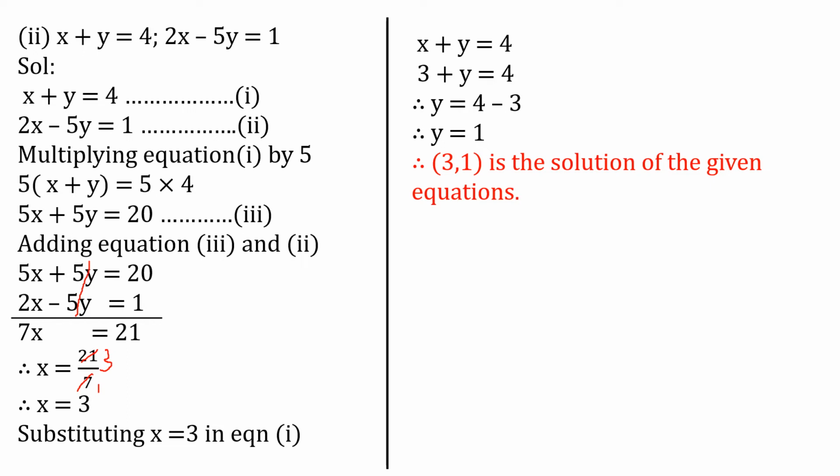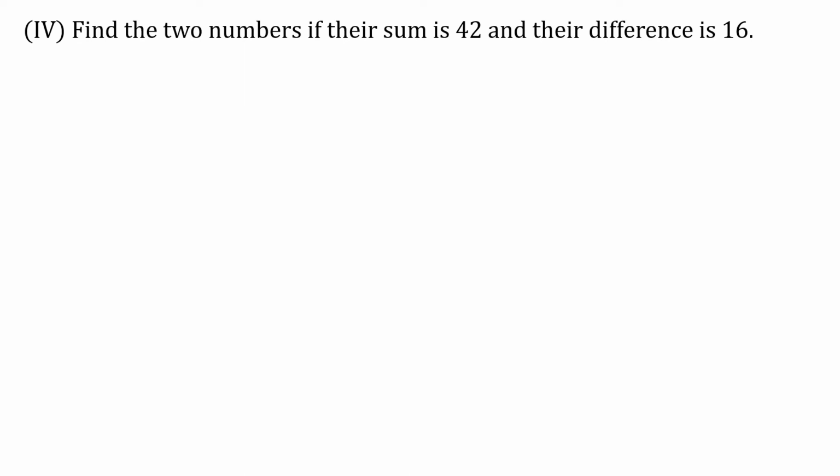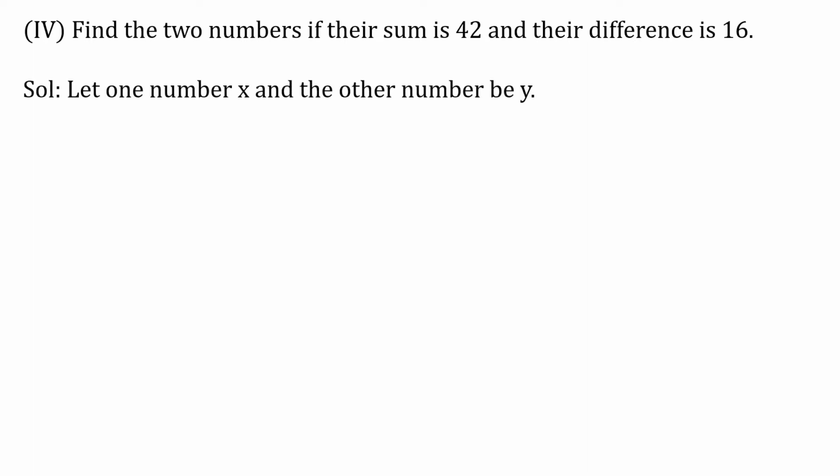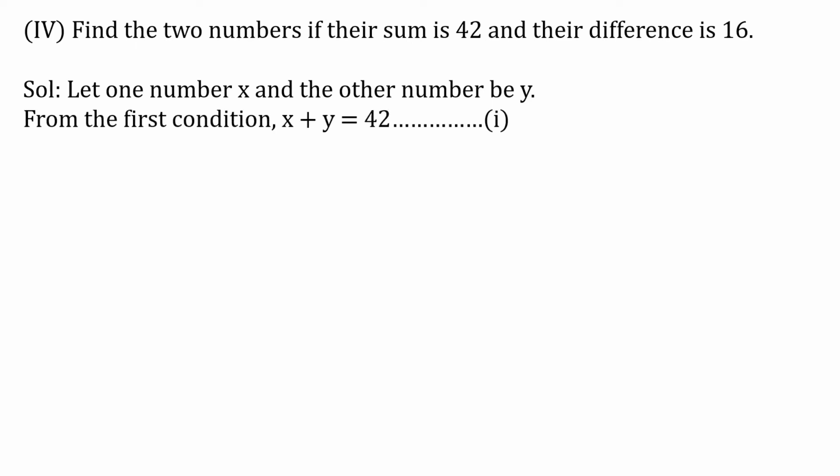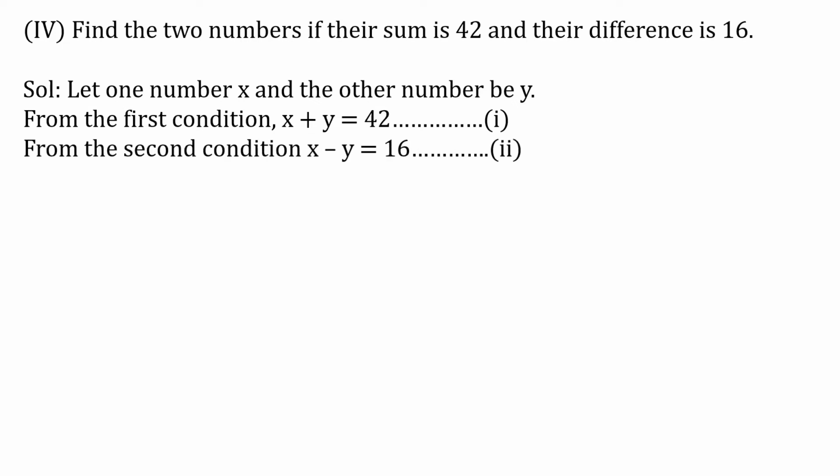Okay, moving to the next sum of the worksheet. Find the two numbers if the sum is 42 and the difference is 16. You have to find the two numbers. Your condition is that the sum of the two numbers is 42 and the difference is 16. So first let's assign variables to both the numbers. Solution: let one number be x, the other number be y. From the first condition, x plus y equal to 42. From the second condition, x minus y equal to 16, because it is given their difference is 16.